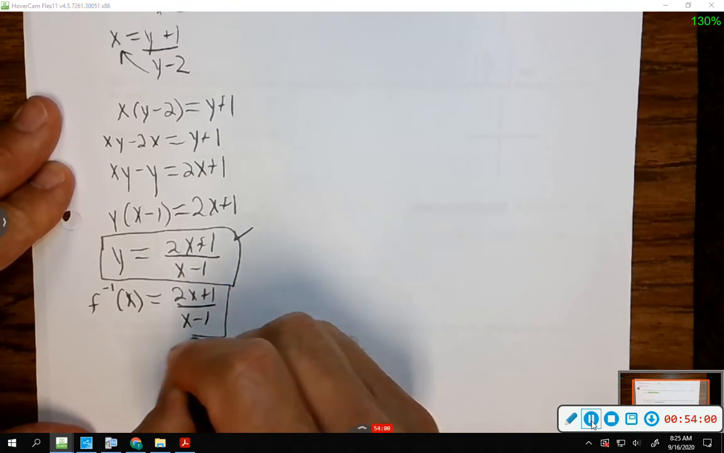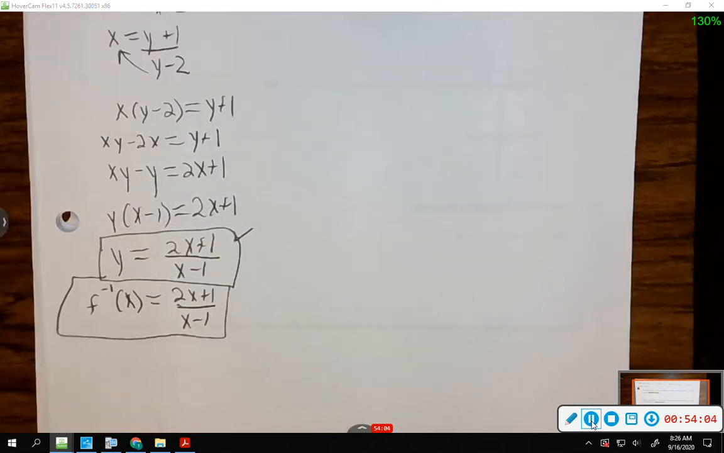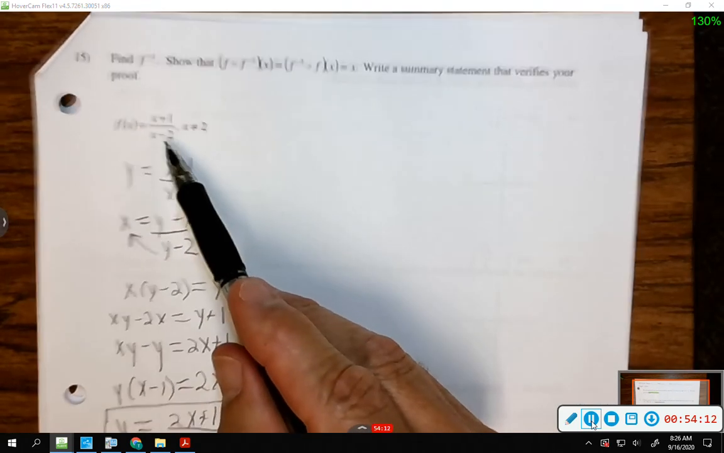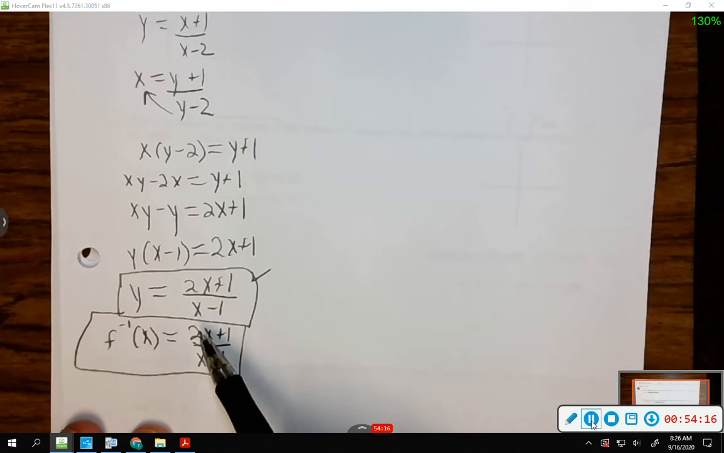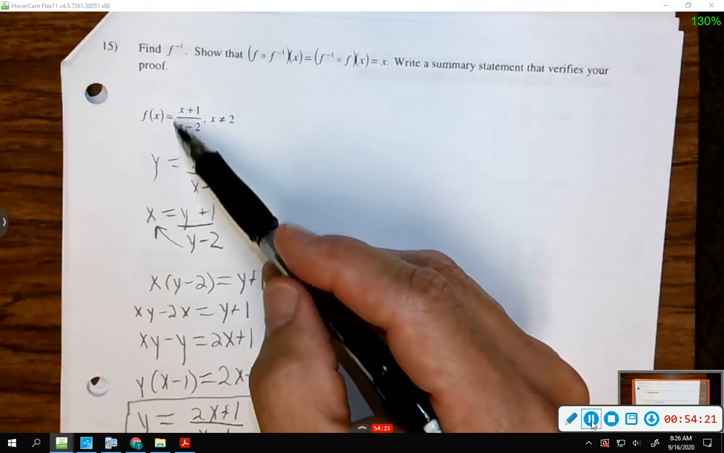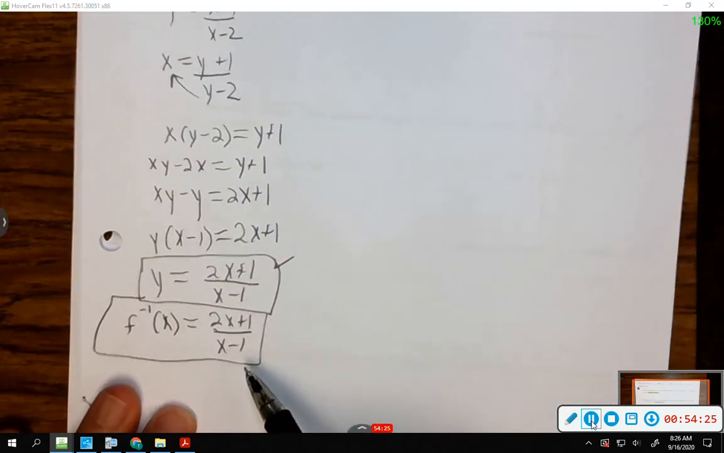Before you check the composite on this problem, I want you to make sure that the asymptotes have switched responsibilities. So let's take a look at this. In the original problem, we had a vertical asymptote of x equals 2. That means the horizontal asymptote should be y equals 2 here. It is. In the original problem, we had a horizontal asymptote of y equals 1. That means the vertical asymptote here should be x equals 1. We're pretty sure that this is the inverse.